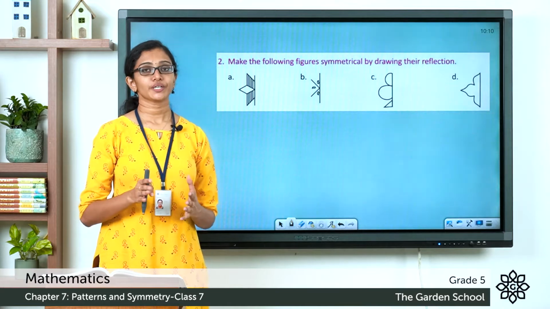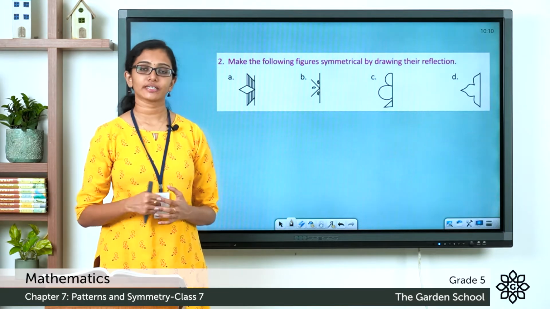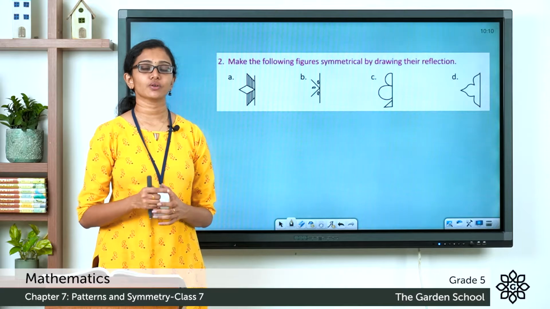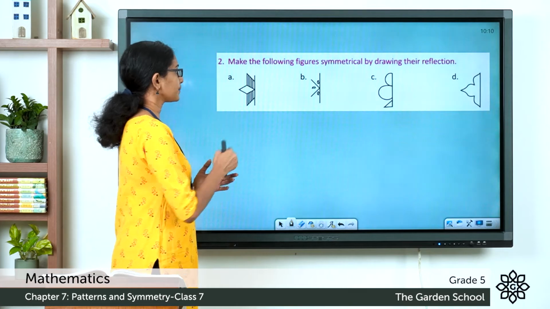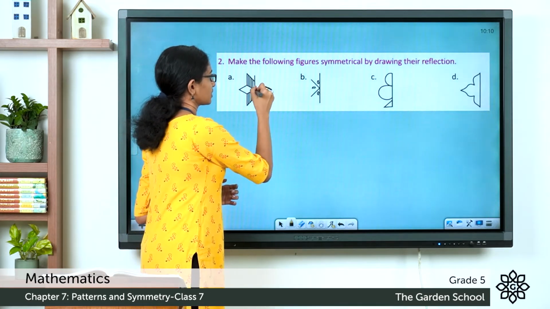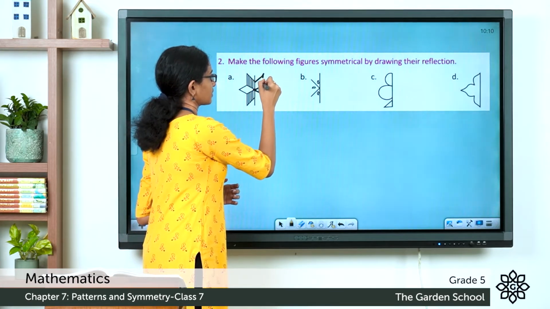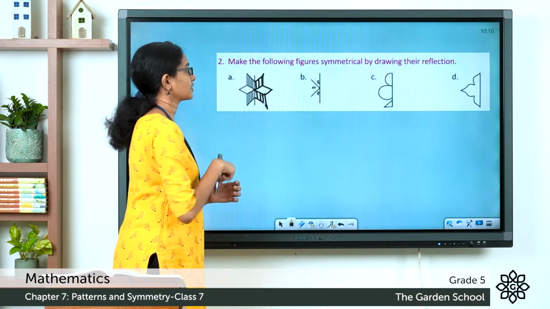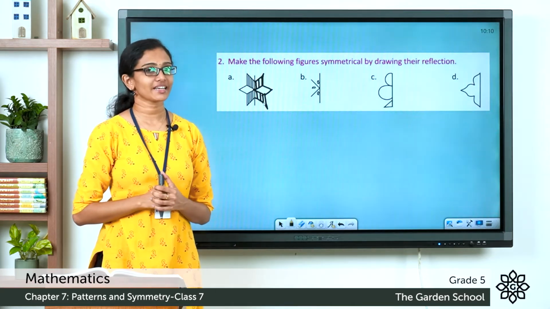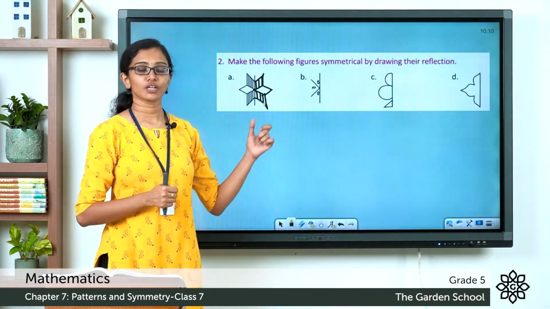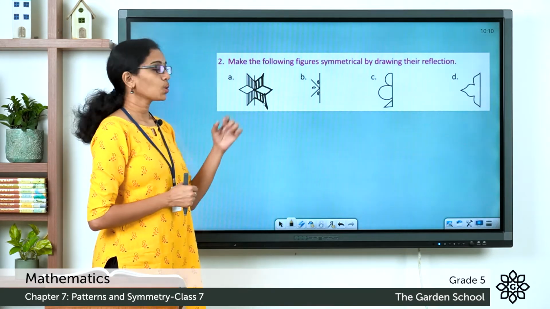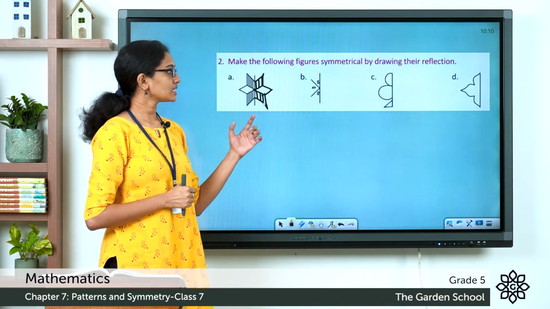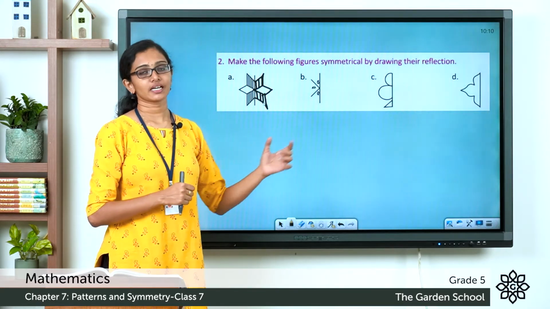Let's see how we can draw the reflection of the first image so that the completed image looks symmetrical. You can draw the reflection of each of these images in your textbook itself. Let's see how we can draw the reflection of the first one. Question A. You can draw neatly in your textbook. The first image will look like this when the reflection is drawn. The whole image will look symmetrical. Similarly, you can complete the other reflections as well.